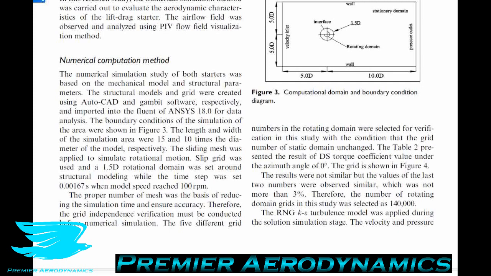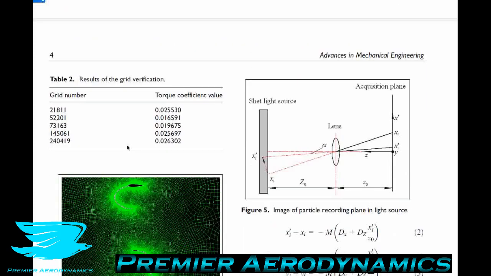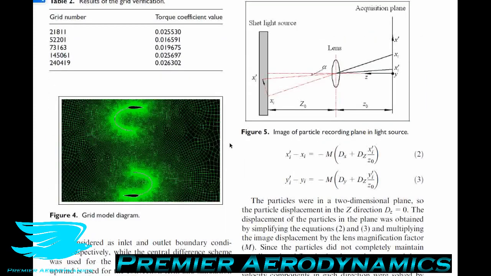When you process this data, there are a few more steps that you need to do to reduce the errors. But what I just mentioned is the general method, and that's how it works. It's quite simple. It's just a laser sheet and some particles that reflect the light and a camera. So once you have that, you're good to go effectively.